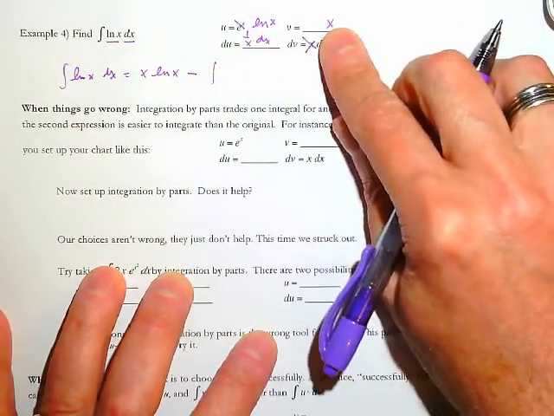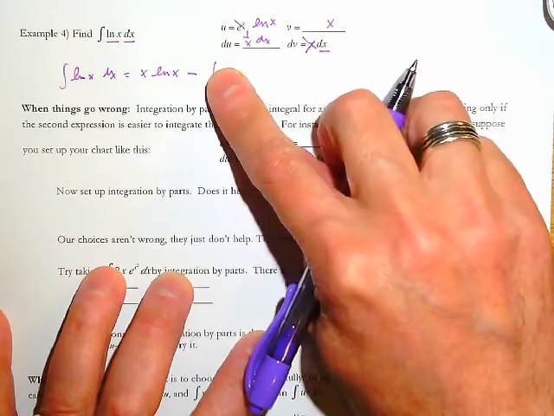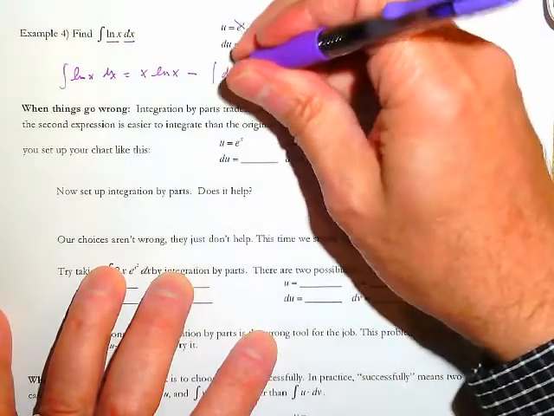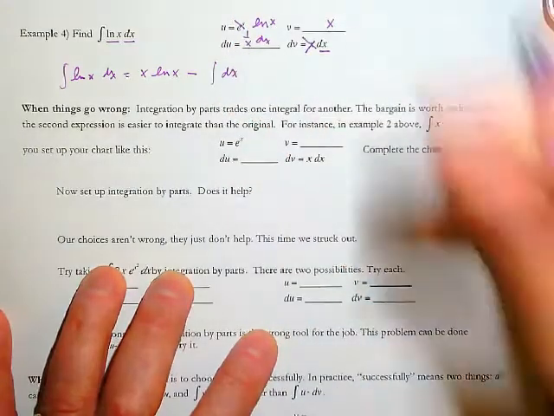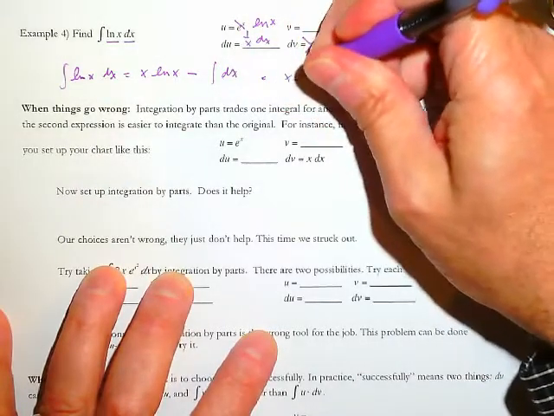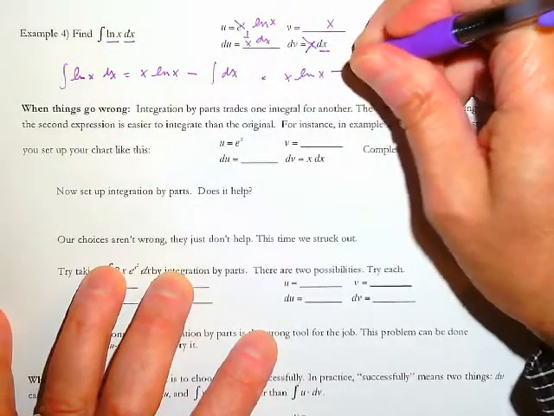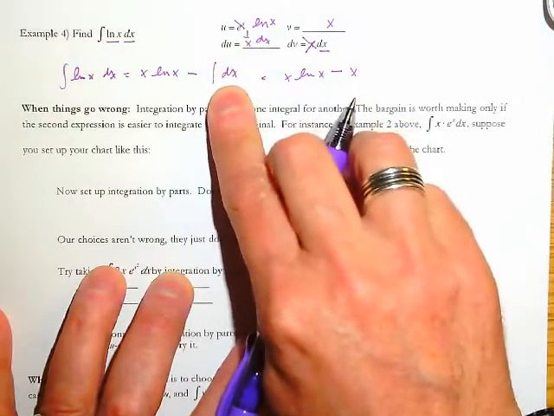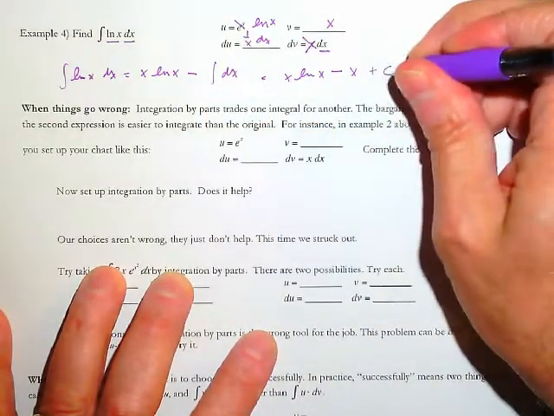Well, look what happens to your v and your du. The x and 1 over x divide out. You just have the integral of dx. We can do that. x log x minus x, right? Because the antiderivative of dx, plus c. All right?